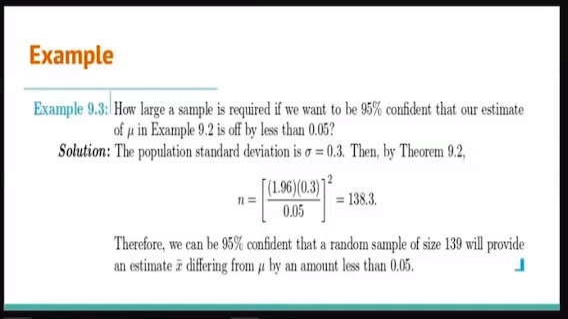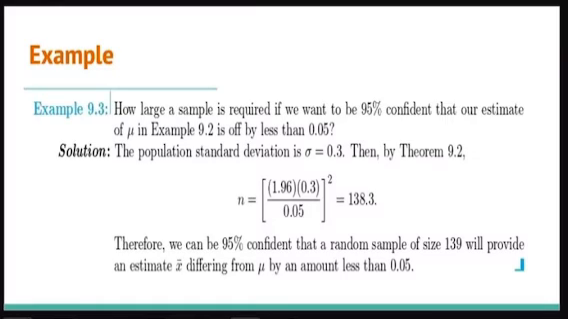Now, I need you to pay attention. Example: how large a sample is required if we want to be 95% confident that our estimate of mu in example 9.2 is off by less than 0.05? Because they mentioned 95%, the z-score will be 1.96 all the time. The 0.3 that you actually see right now is the standard deviation given, and the margin of error was 0.05.